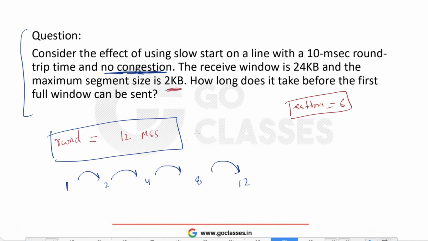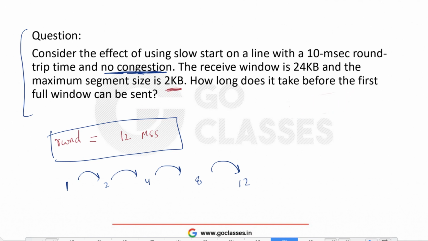See here, the initial threshold is not given, right? So why are you assuming it to be something? And since there is no congestion at all, why are you not exponentially increasing everything? Since there is no congestion, why do you want to limit yourself? So do not assume the initial threshold to be anything. Okay, so this will be the answer.